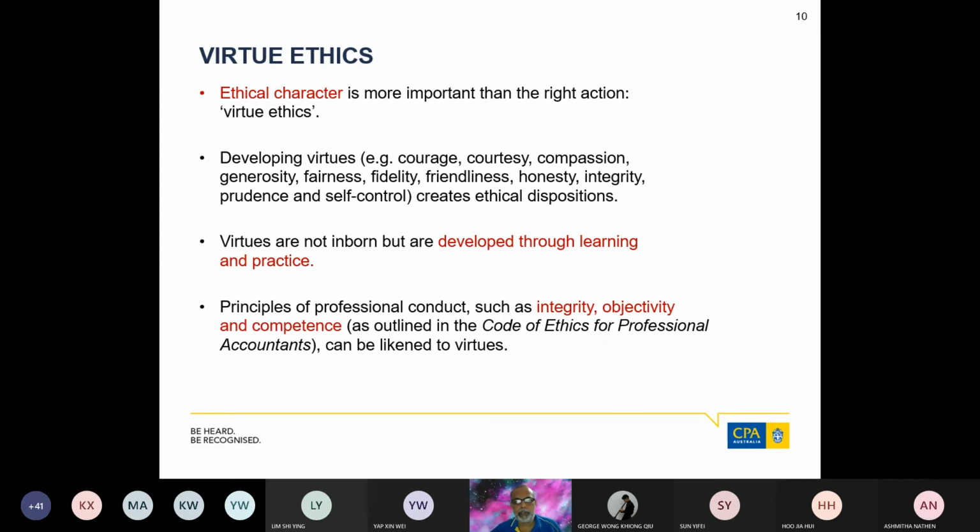Principles of professional conduct: integrity. Have integrity. Be objective. Objective means not biased. You are not biased. The opposite of objective is subjective. And then competence. You are competent. You're good in your job.